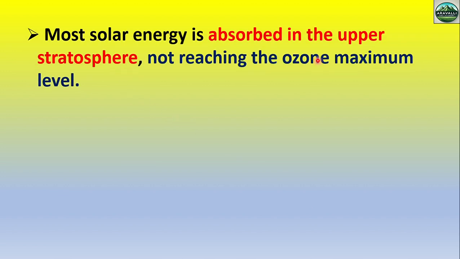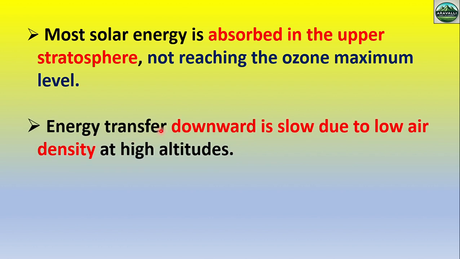Most solar energy is absorbed in the upper stratosphere, not reaching the ozone maximum level, because the upper layer is lighter. So more energy is absorbed by this lighter air, not reaching the ozone maximum level. Energy transfer downward is slow due to the low air density at high altitude, because the upper air is less dense and receives all the energy, so downward motion of this energy is low.